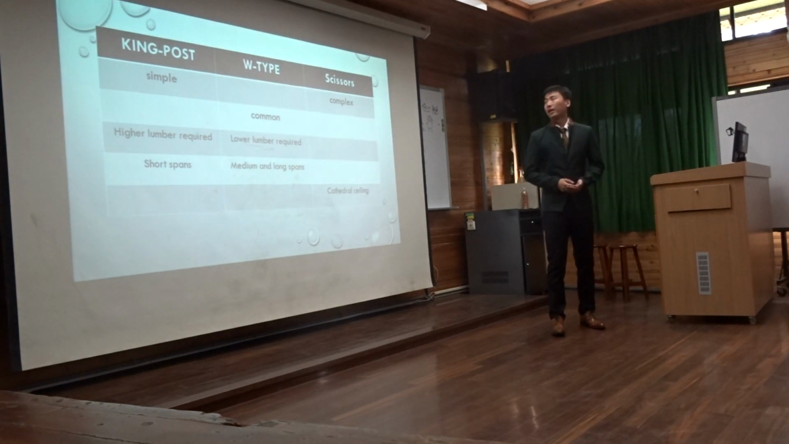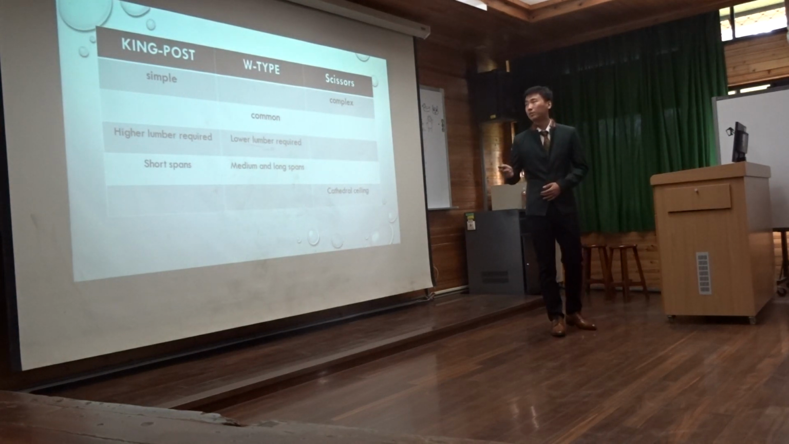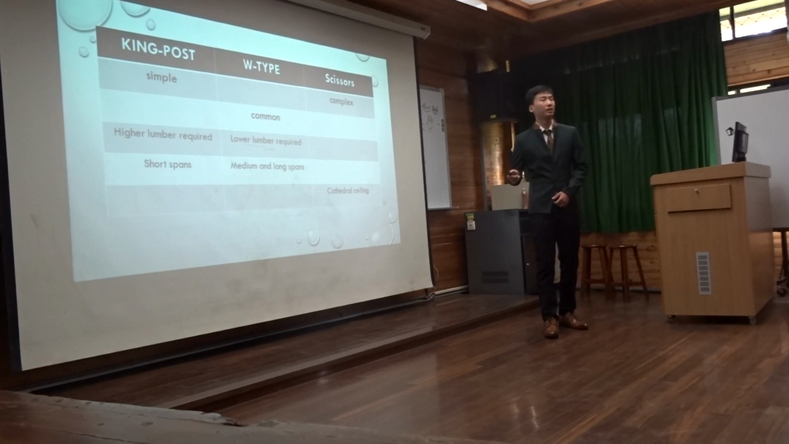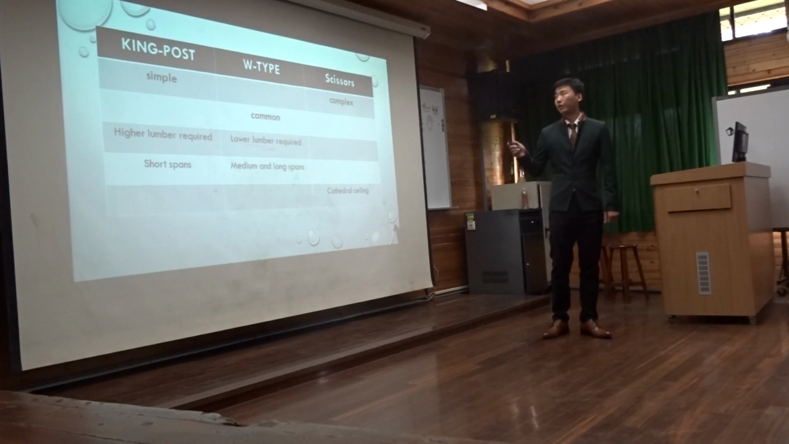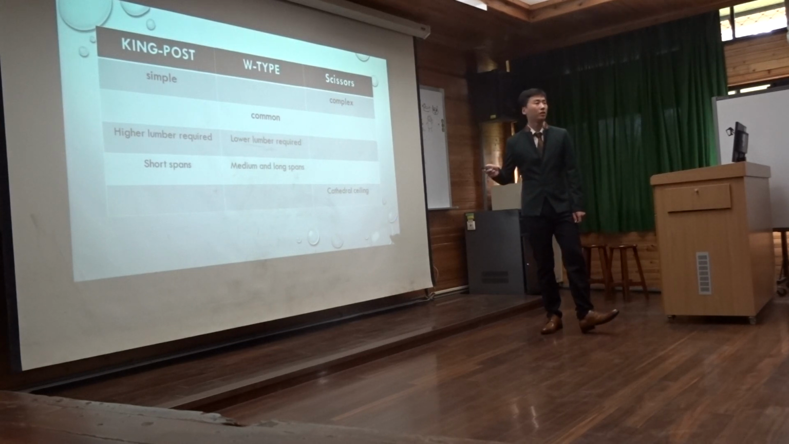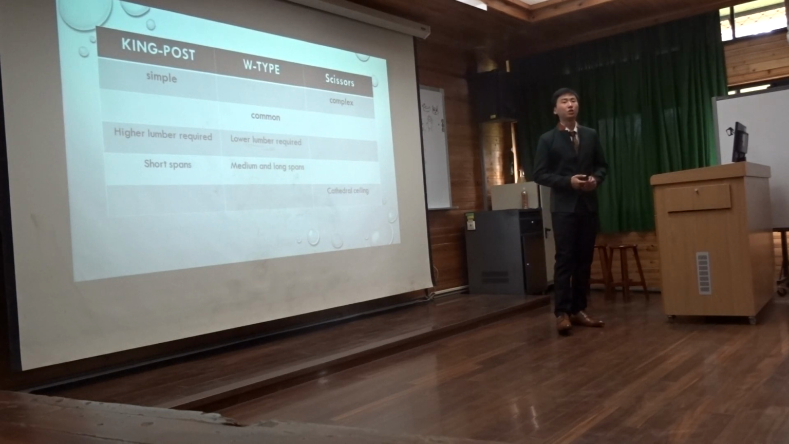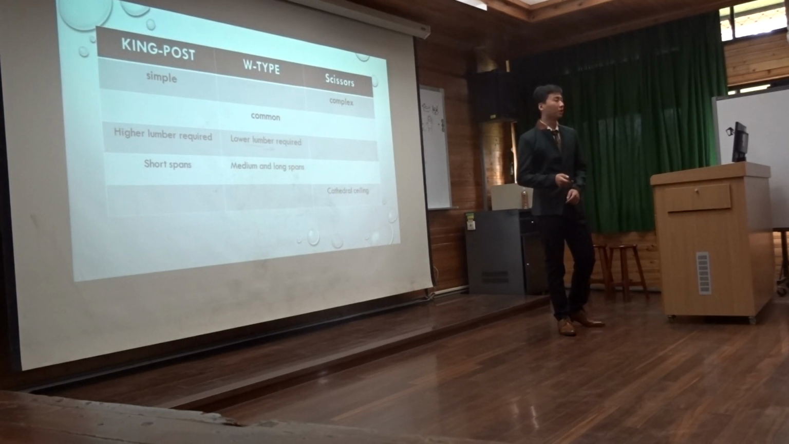Look at this form. Comparing the 3 types of trusses, we can see the King-post is the simplest. The W-type truss is the most common. The scissors is more complex than the others. The weak points of the King-post truss are that a higher grade of lumber is required and only short spans are allowed. The advantages of the W-type truss are that a lower grade is required and long spans are allowed. However, local price and design code requirements, as well as the spans, should govern the type of truss to be used.